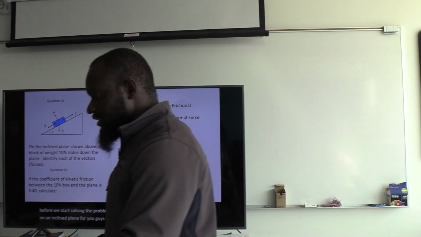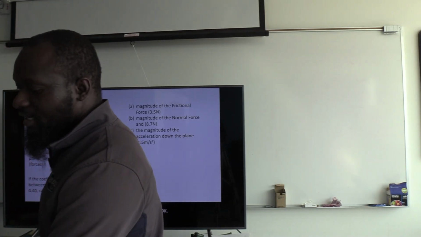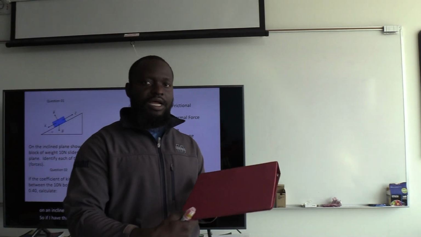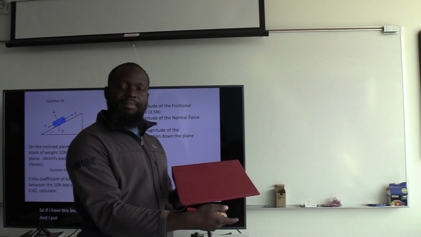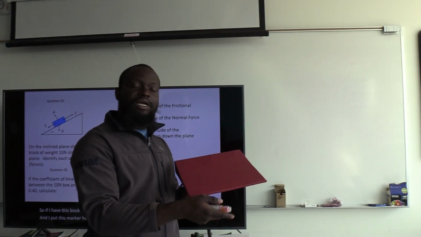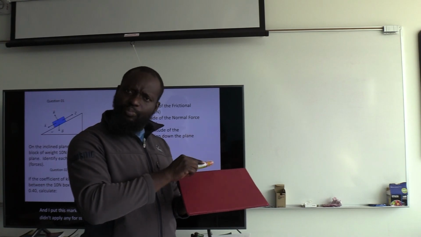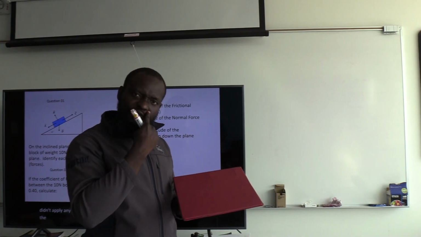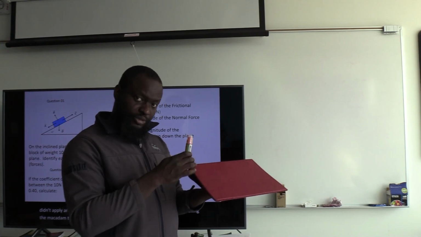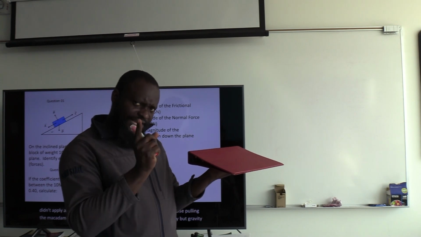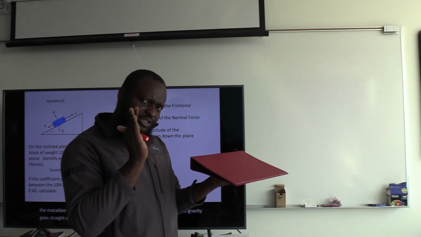So if I have this book as an inclined plane like this, and I put this marker here, I see the marker rolls down. You see, the marker rolls down. I didn't apply any force. The marker rolls down by itself. So there is some force pulling the marker down. Think about that force. Some of you might say it's gravity, but gravity goes straight down. So that's half of the answer. Partially correct. I'll tell you what is going on.